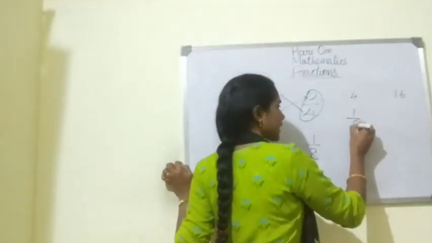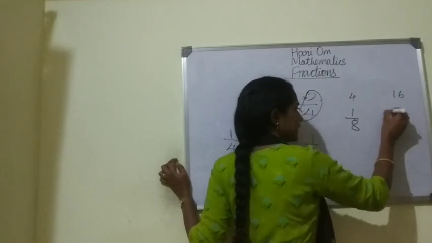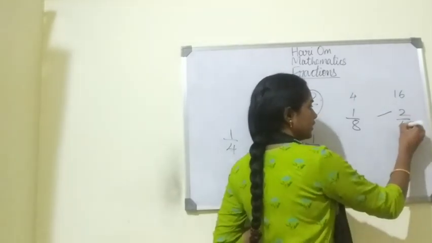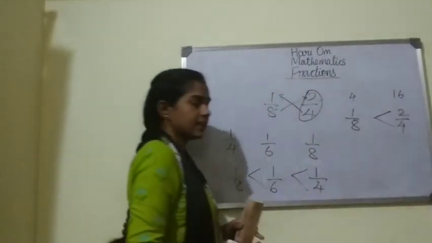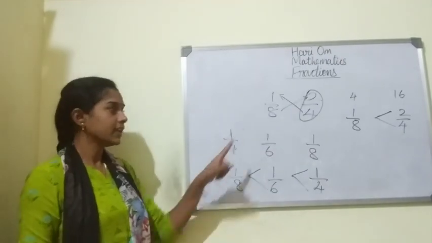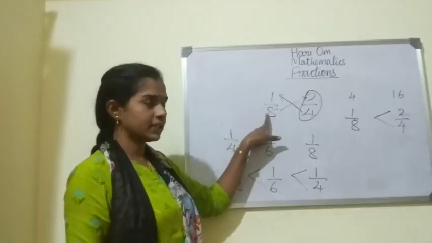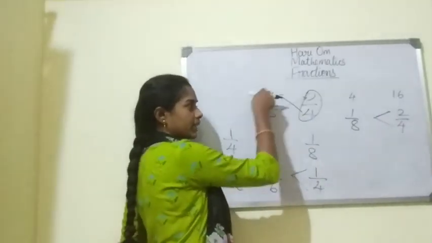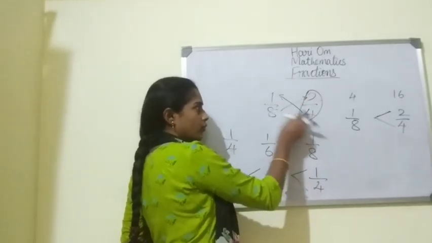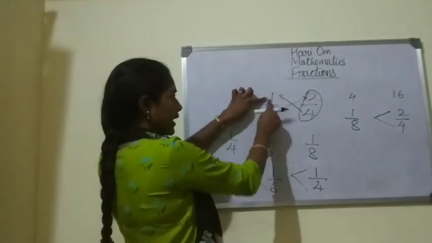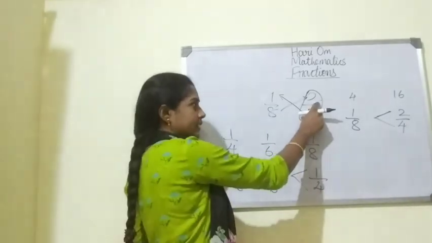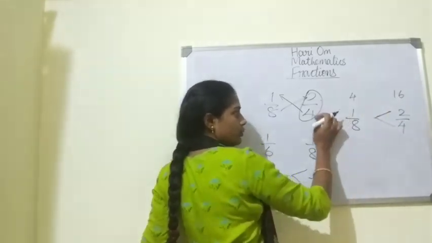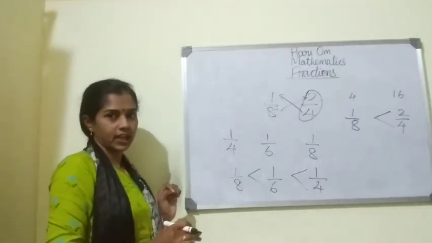So between 1 by 8 and 2 by 4, 2 by 4 is the greatest fraction. Understood, children? If we have different numerators and different denominators, we can cross multiply the denominator of one with the numerator of the other. 4 ones are 4, and 8 twos are 16. So we got 4 here and 16. 16 is greater, so 2 by 4 is the greatest fraction.